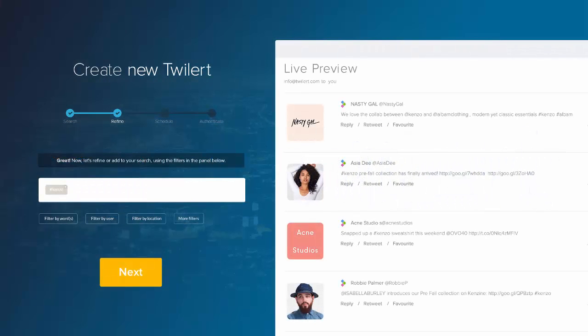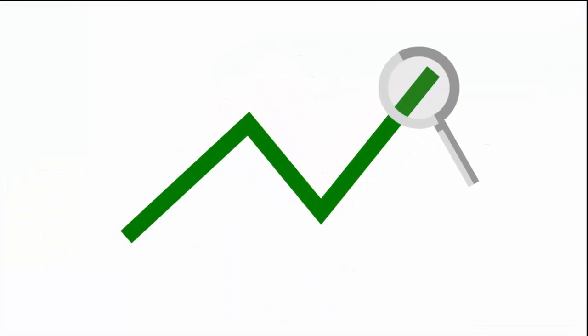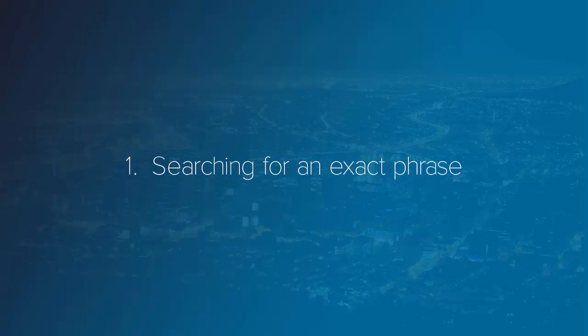Keyword search is one of the most important tools in Twitter monitoring, but it can be really easy to get wrong. In this tutorial, we'll show you the three different types of keyword search you need to know and how to use them when setting up a new Twiller. Number 1. Searching for an exact phrase.